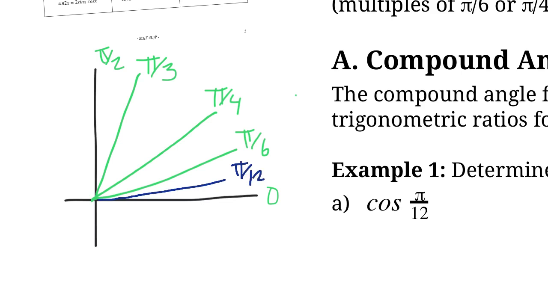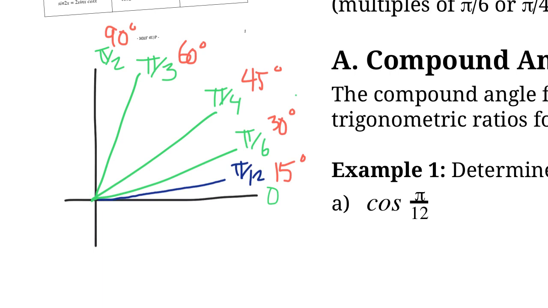Now, to make this whole thing a little bit easier, we're actually going to work with degrees because it's a little bit easier to visualize. So I'm just going to change all these numbers to degrees. Pi by 2 we know is 90 degrees, pi by 3 is 60 degrees, pi by 4 is 45 degrees, pi by 6 is 30 degrees, and then pi by 12 is just half of pi by 6, so it's 15 degrees.